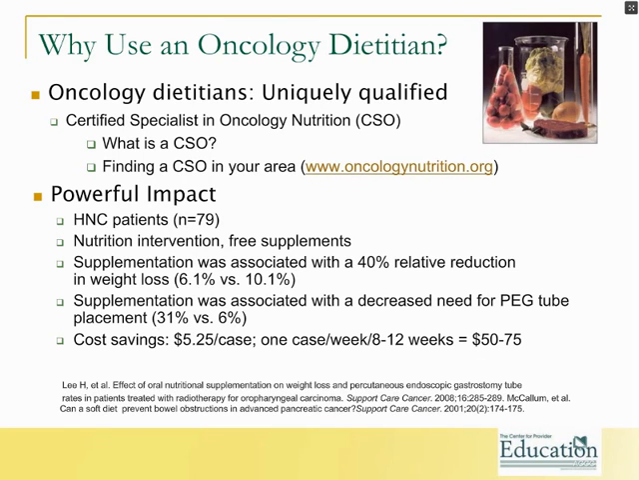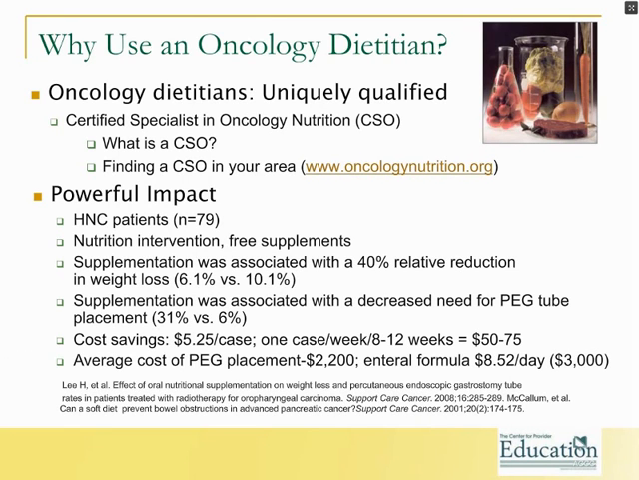Cost savings: they had negotiated a price of $5.25 per case, one case per week, estimated for 8 to 12 weeks, total cost $50 to $75. Compared to the average cost of a PEG placement for somebody about 60 years of age, average $2,200, plus enteral formula at $8.52 per day, about $3,000. So if you look at $3,000 compared to $50 or $75, these are the kind of studies that are going to show the impact and the benefit of having an oncology dietitian within the program.